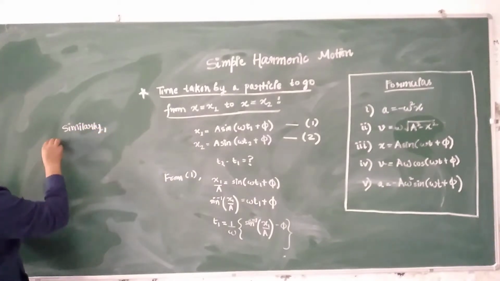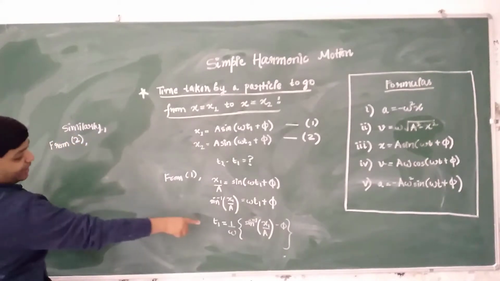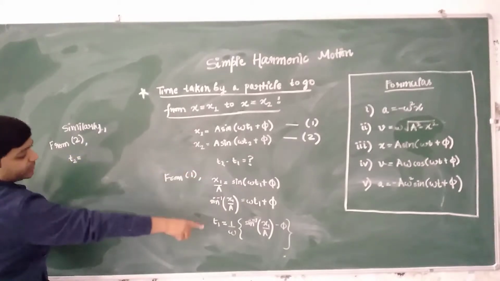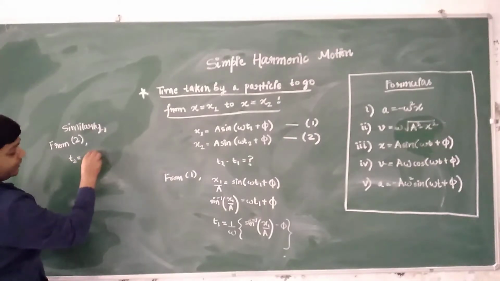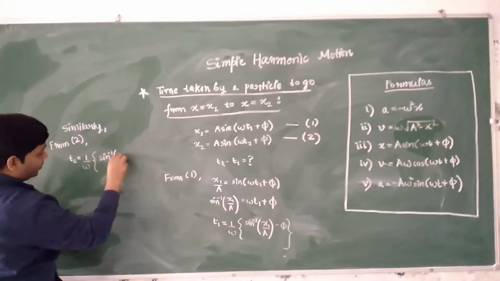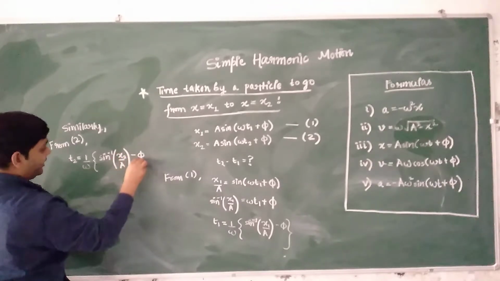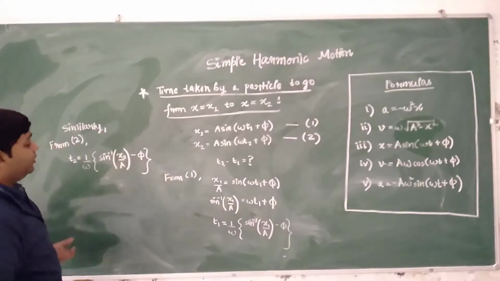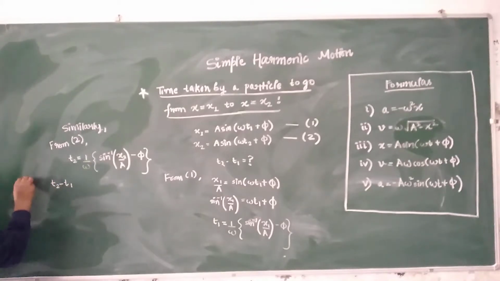Similarly, from equation 2 we can calculate the value of t2. From equation 2, the value of t2 will come out to be, because these are similar equations, so the expression will be of this kind only. So we will have 1 upon omega sine inverse x2 upon a minus phi. So this is the value of t1 that we have got, and this is the value of t2. Now please calculate the value of t2 minus t1.